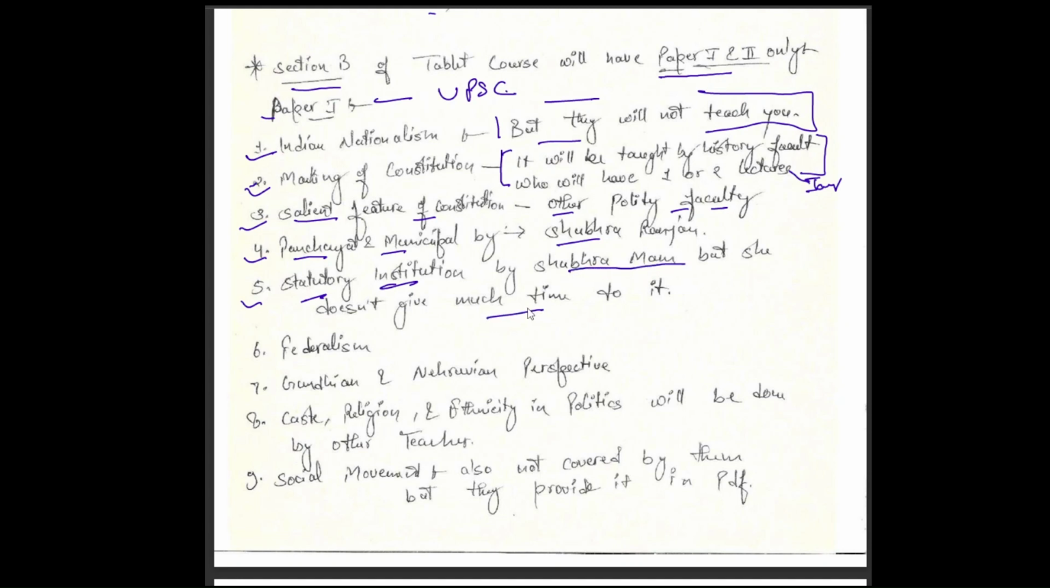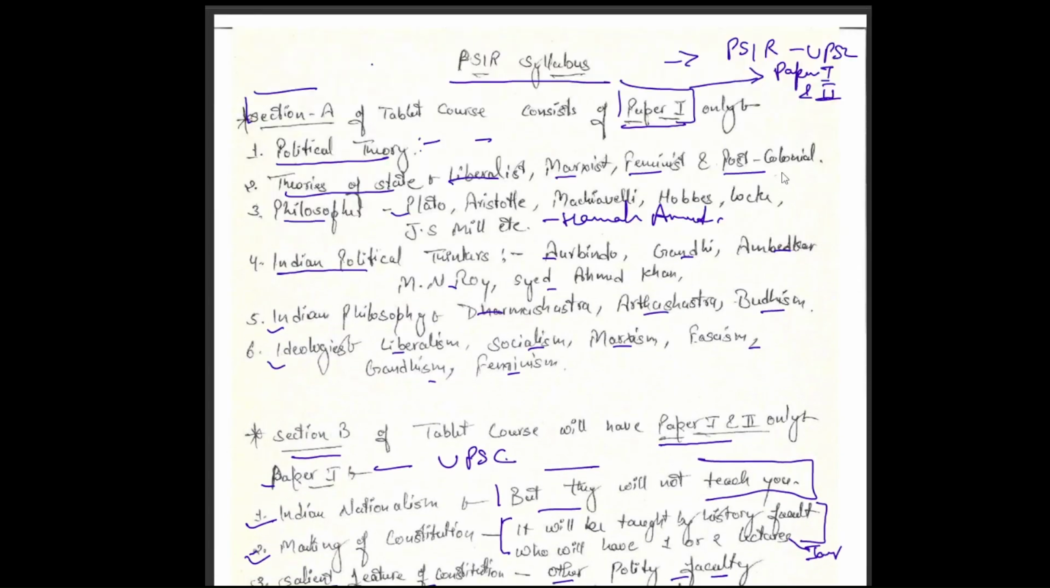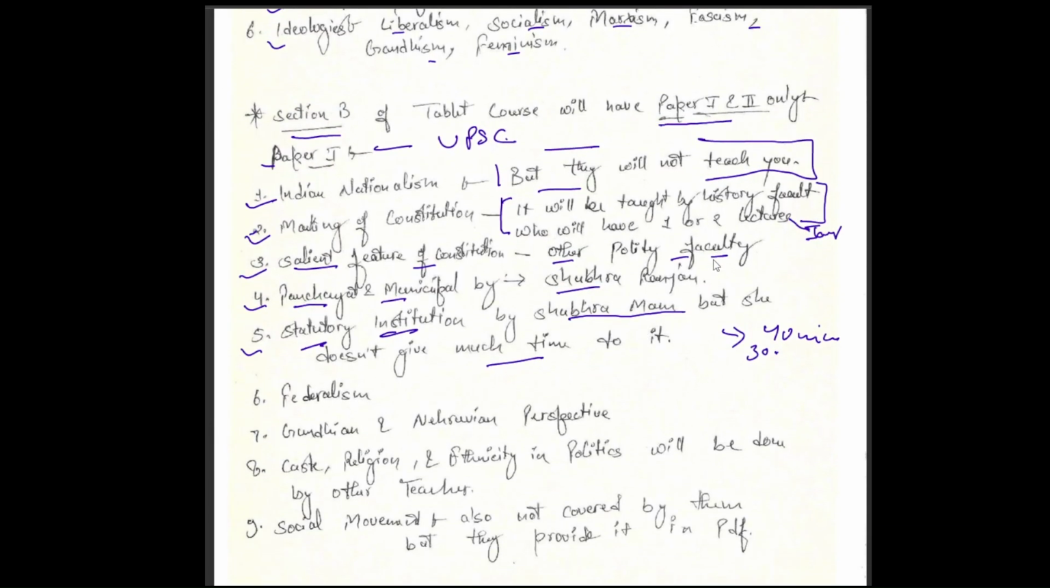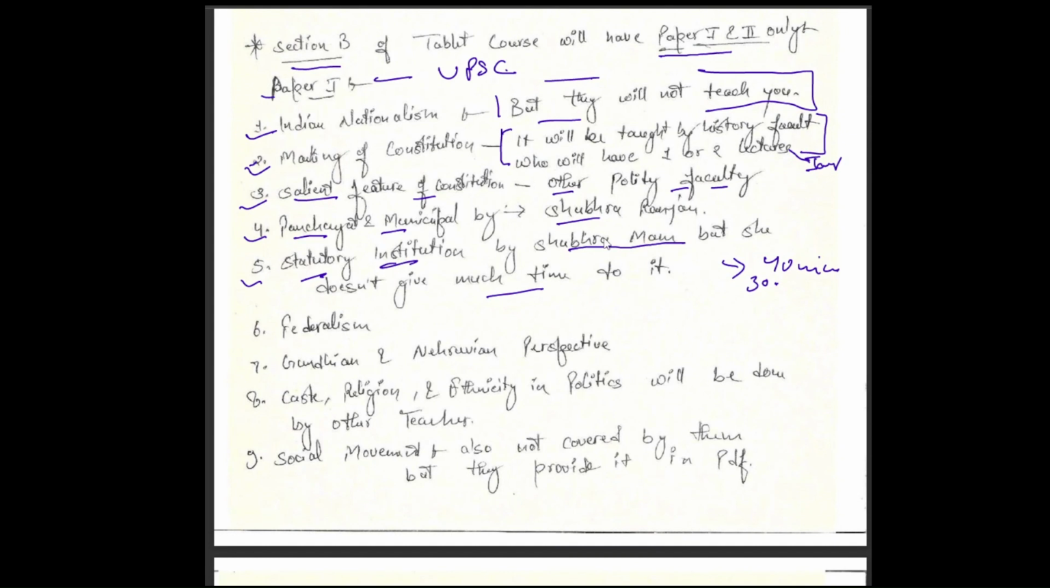She will complete this in 1 or 2 lectures, and from section B onwards you are going to see lectures of almost 40 minutes, and they can be 30 minutes also. In section A, you will have lectures of almost 2 hours, or they can extend more. But in section B, they don't give much time to it. They just run through. And federalism will be taught by Shubhra Ranjan ma'am.